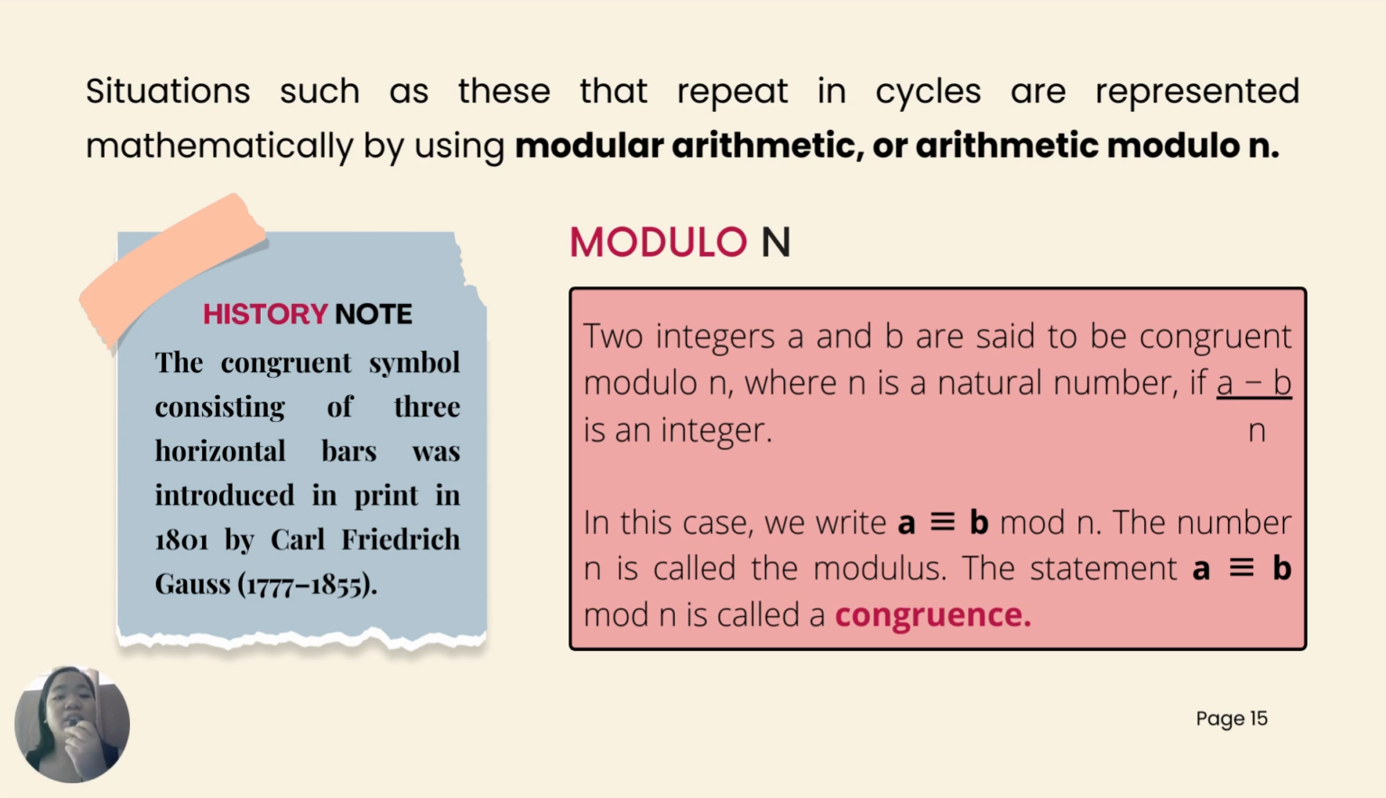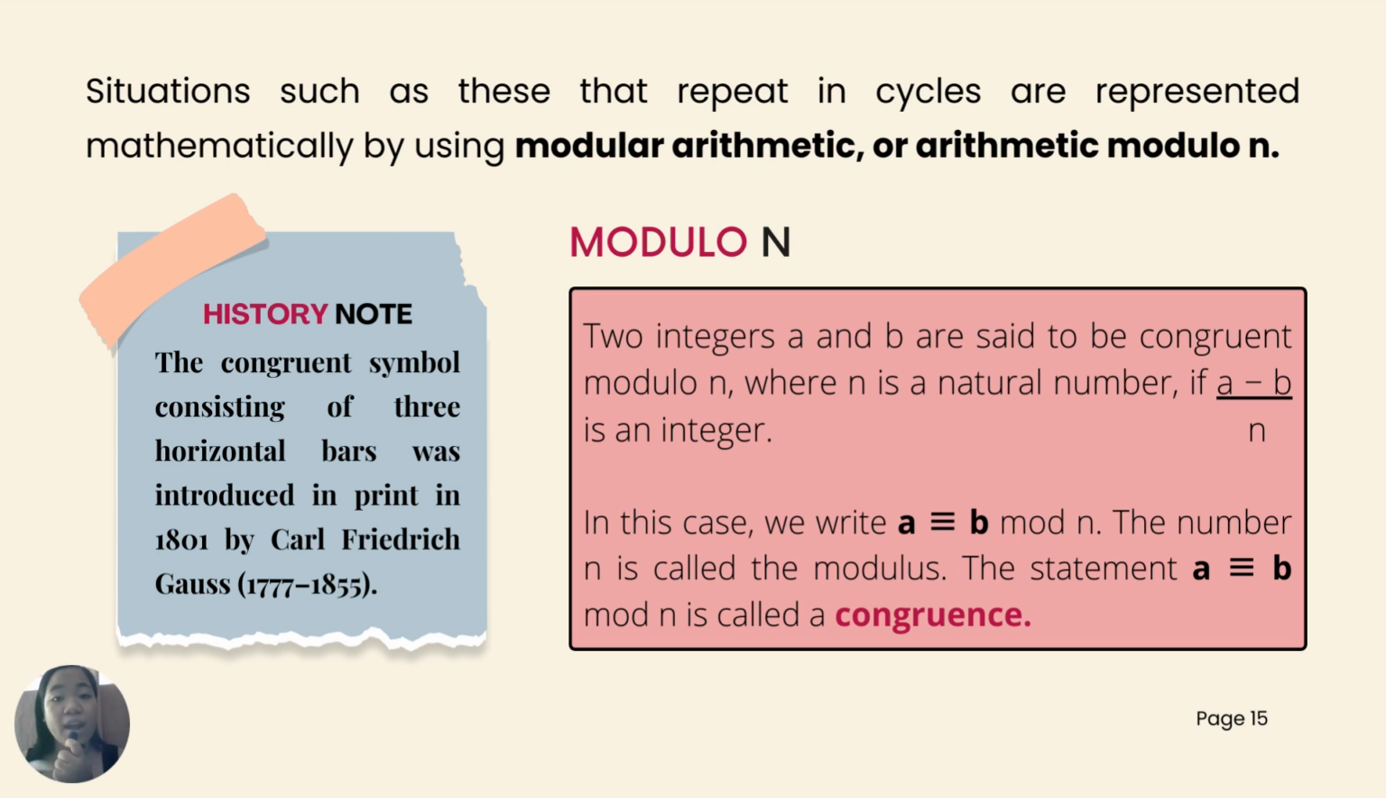Situations such as that repeat in cycles are represented mathematically by using modular arithmetic or the arithmetic modulo n. In modulo n, two integers a and b are said to be congruent modulo n, where n is a natural number if a minus b over n is an integer. So in this case, we write a is congruent to b.